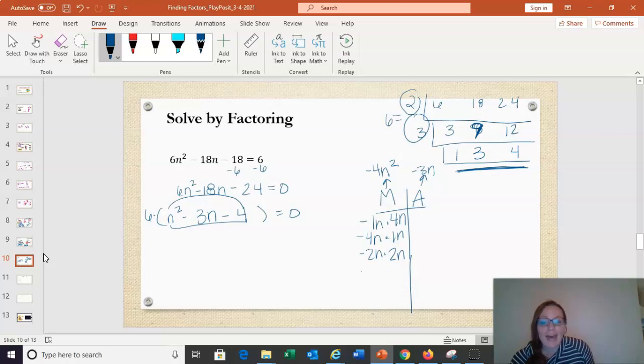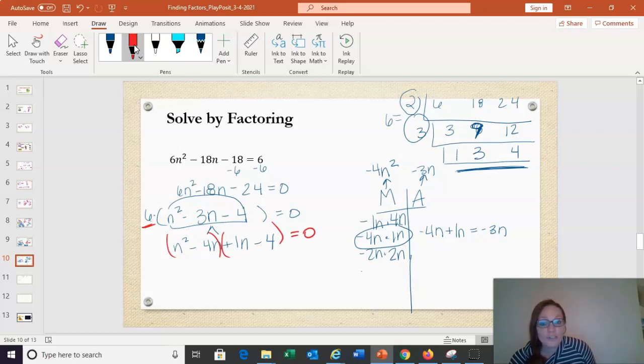So which 2 add to give us negative 3? It is this one, and we can check it. Yep, negative 4 plus 1 is negative 3. So we found our pair of numbers. So I'm going to replace the middle term: n squared minus 4n plus 1n. And let's factor by grouping. We're just going to leave the 6 out here for now. We'll bring it down later.